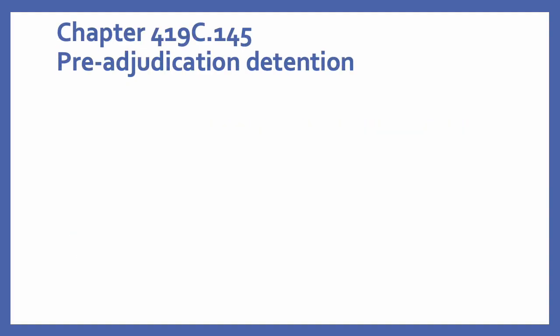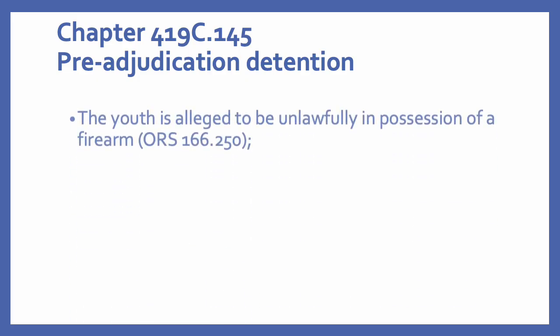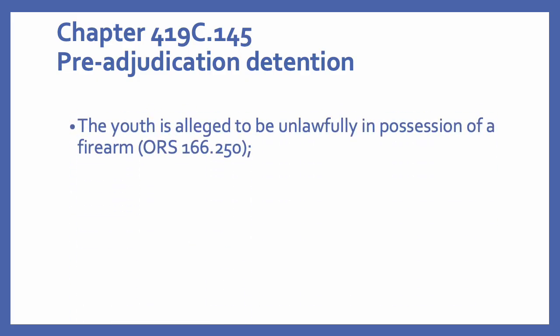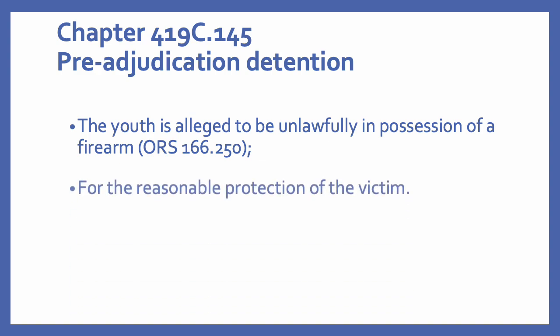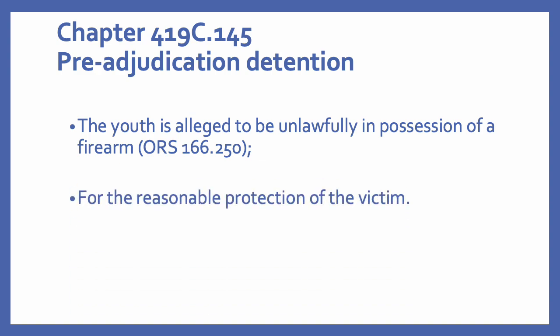Chapter 419C.145, pre-adjudication detention continued. A youth may also be detained if the youth is alleged to be unlawfully in possession of a firearm, or for the reasonable protection of the victim. Thus, if a youth has a crime regarding unlawful possession of a firearm, they can be held in detention. And if there is a victim that is not safe if the youth is not detained, for reasonable protection of that victim, the youth may be detained.